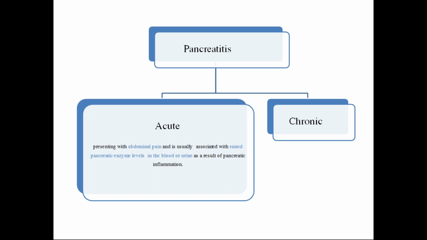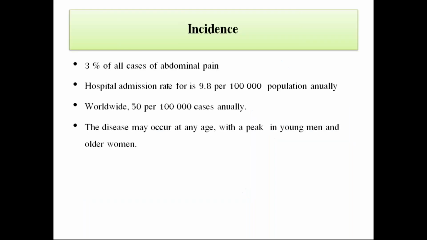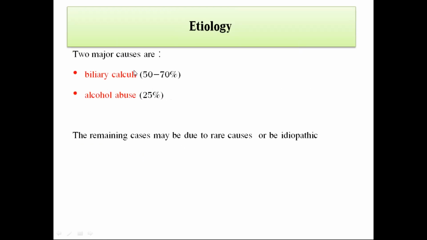In acute pancreatitis, because of the inflammation, it presents with severe abdominal pain, which is associated with the rise of pancreatic enzymes. The typical classical sign is pain in the epigastrium of the abdomen, which radiates to the back. The incidence is roughly 3% of cases. It can occur at any age, with peaks in young men and older women. In young men, mostly it is due to alcohol intake, and in older women, it is due to gallstones. One of the major causes is alcohol abuse, and the most common cause is biliary disease.